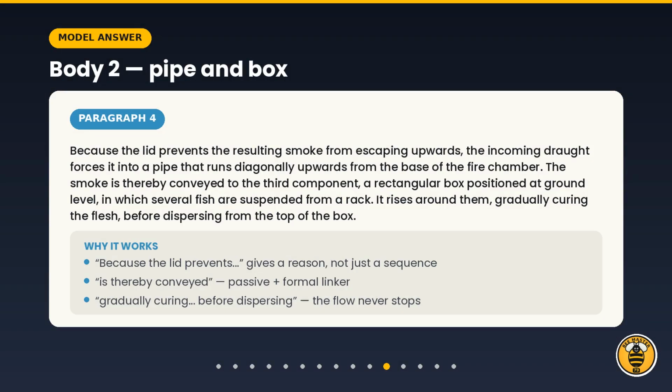Body paragraph 2 completes the process. Because the lid prevents the smoke from escaping gives the reader a reason, not merely a sequence, and that is what separates a Band 9 process description from a Band 7 one. Thereby conveyed, gradually curing, before dispersing, the flow never stops.